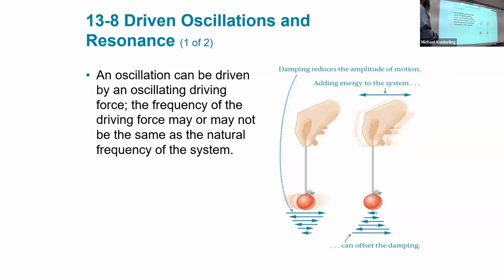Now, an oscillation can also be driven. If I have a weight on a string, if it's not driven, but I can drive it, I can cause it to oscillate. And I'm not driving it at the right frequency to get maximum oscillation. If you have some oscillating driving force, the frequency of the driving force may or may not be the same as the natural frequency of the system. So damping reduces the amplitude of motion, but if you drive it, that will add to the amplitude of motion.